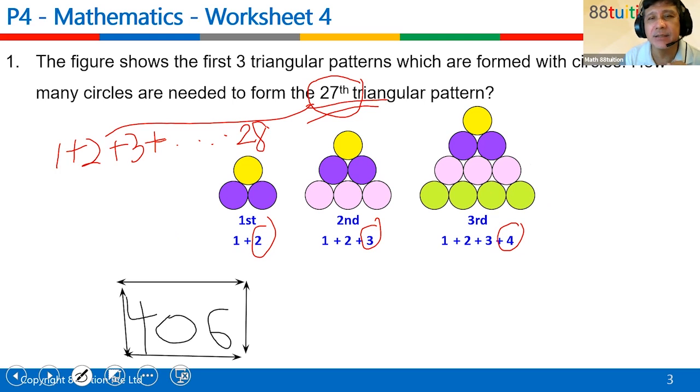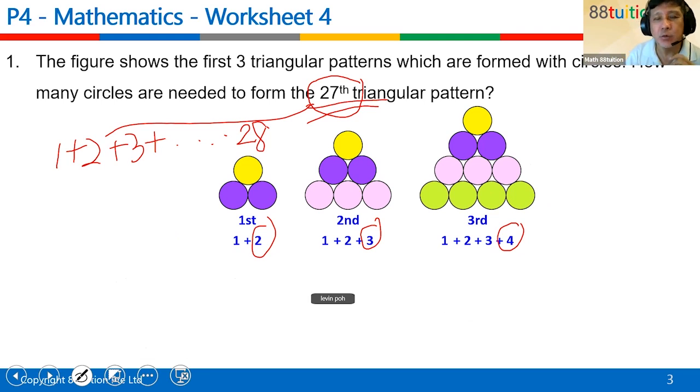This triangle is actually one set of the rectangle. The rectangle is made up of two sets, remember? And then for the two sets, I will need the length and the breadth, right? So the length is always the last number, which is your 28.